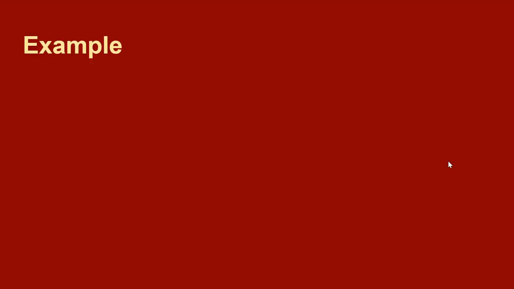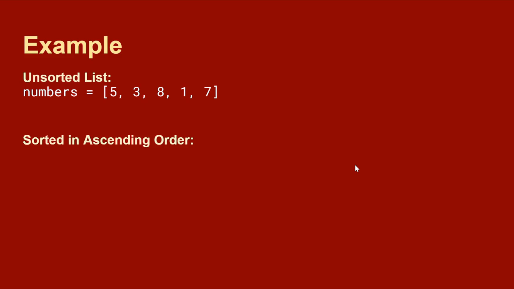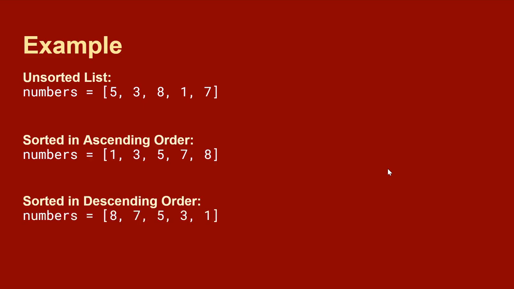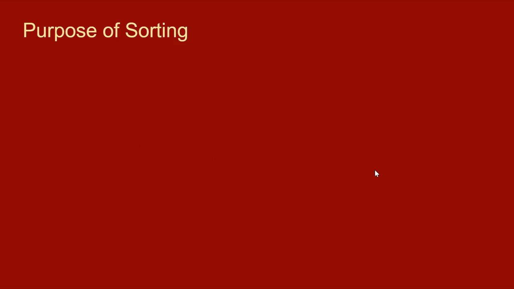Now let's take an example. Here I have listed a list named numbers which contains the numbers 5, 3, 8, 1 and 7. Here as you can see that 5 is bigger than 3 but 3 is lesser than 8, and then 8 is greater than 1 but 1 is smaller than 7. So there is no specific order between these numbers. But if we arrange these numbers in the ascending order or in the descending order, our list will become a sorted list. Now move forward. What's the purpose of the sorting?